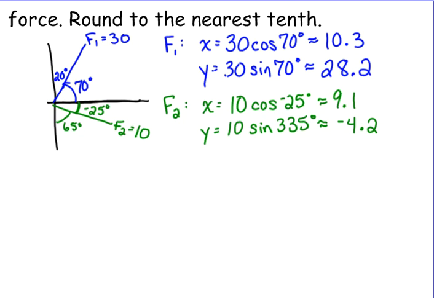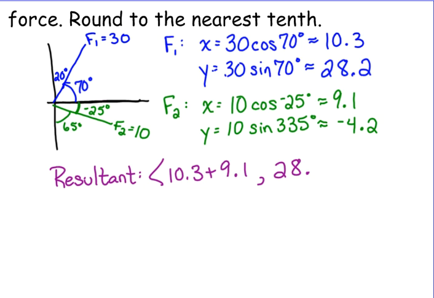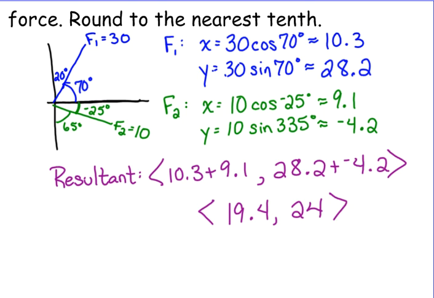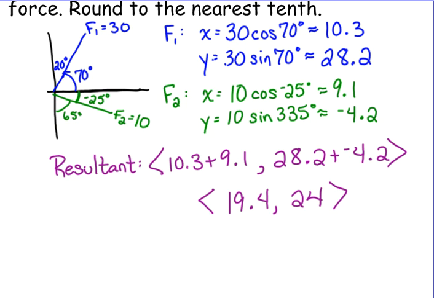We're going to add our components together to get the resultant. Okay, so let me use purple for the resultant. We've got 10.3 plus 9.1 and 28.2 plus negative 4.2. So that gives us what? 19.4 and 24. So that's the component form of our resultant vector.